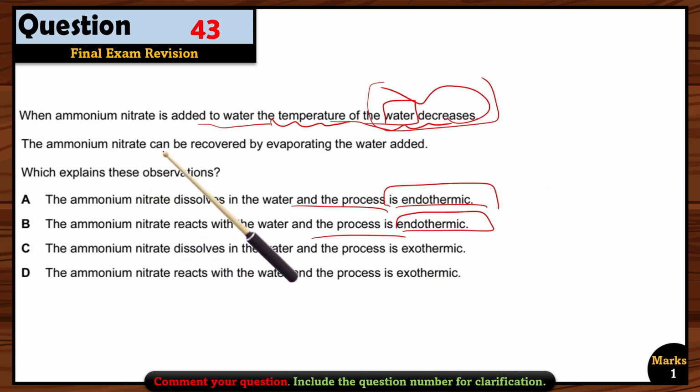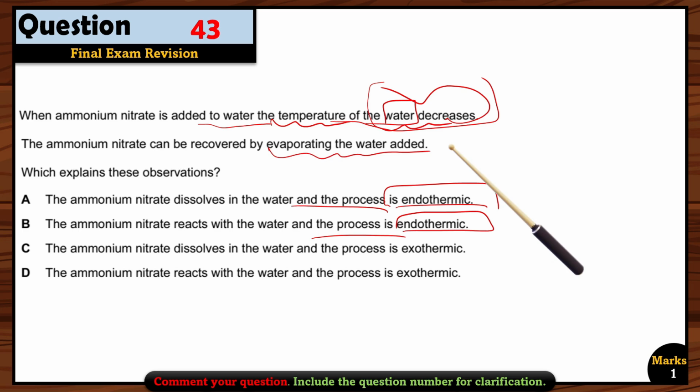The ammonium nitrate can be recovered by evaporating the water added. So what does it mean? It means you can get back your ammonium nitrate, right? So this solution is actually not a chemical change. It is a physical change. Why? Because you just have to do the evaporation process. You don't have to do any other chemical reaction. You just have to evaporate the water.